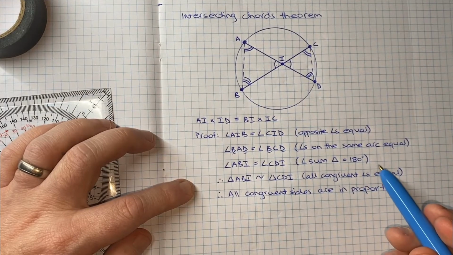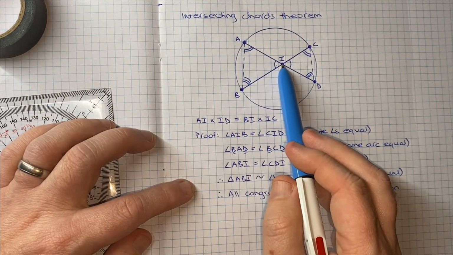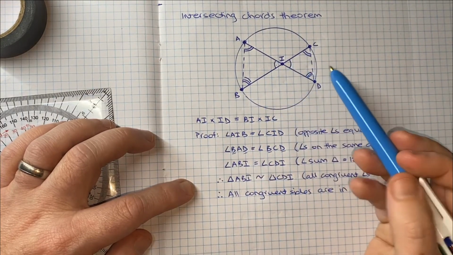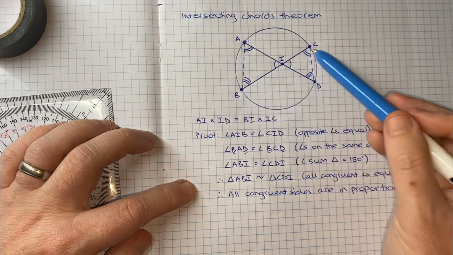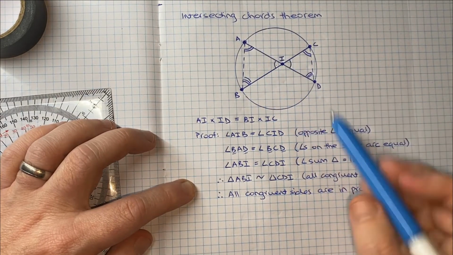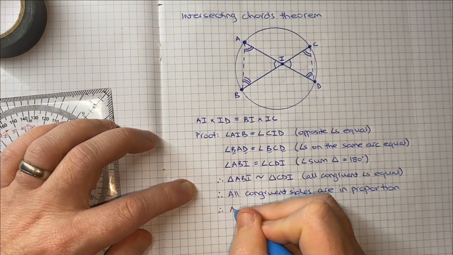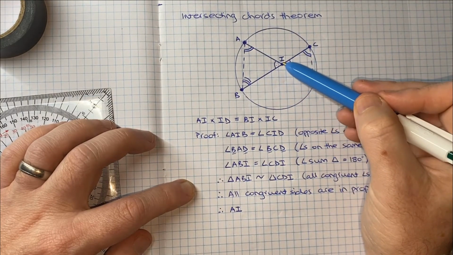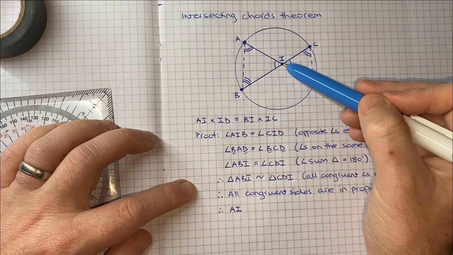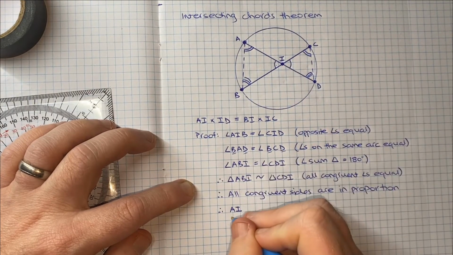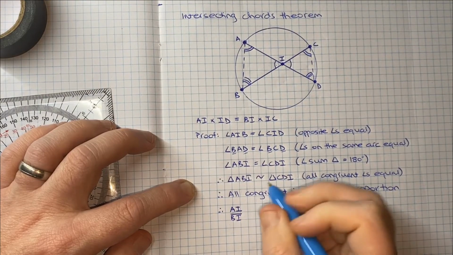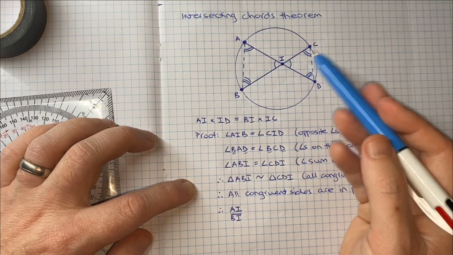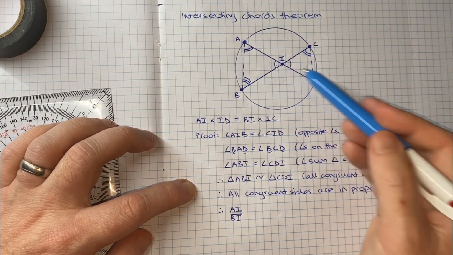So in this case, I'm concerned with AI and ID, and I'm concerned with BI and IC. So it makes sense that I'm going to pick these two sides of this triangle and these two of this triangle. So if I start by saying, I'll think about AI. And if I think about, well, what's the ratio of AI over, let's say, BI? So if I say, what's that ratio in this triangle, ABI, so AI on BI, well, that's going to be the same as the ratio of the congruent sides in this triangle.